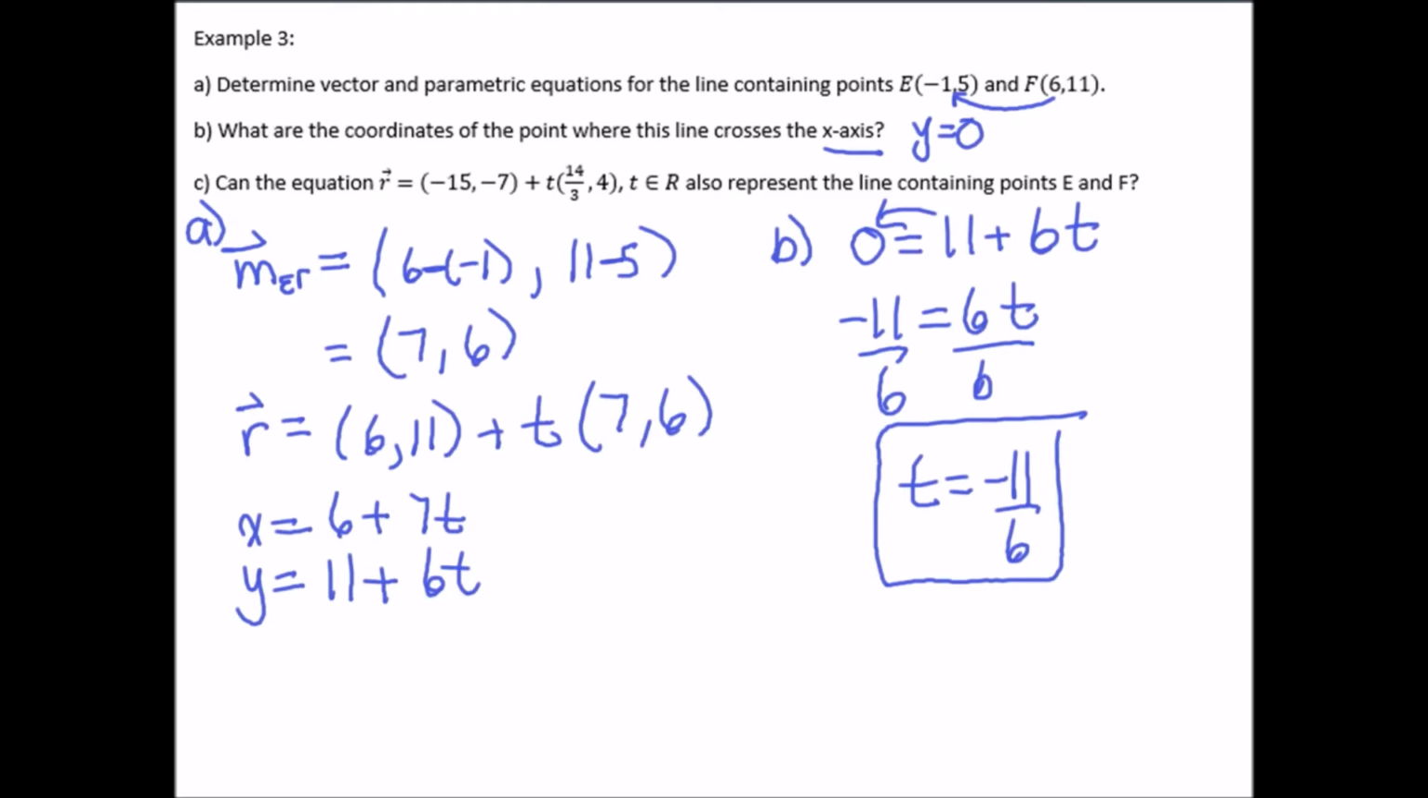So since now we have t equals negative 11 over 6 as the parameter, what we have to do is simply sub that into the x equation. So 6 plus 7 and then negative 11 over 6. So 6 minus 77 over 6.